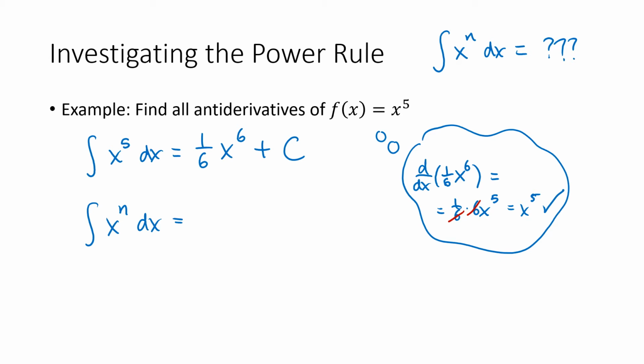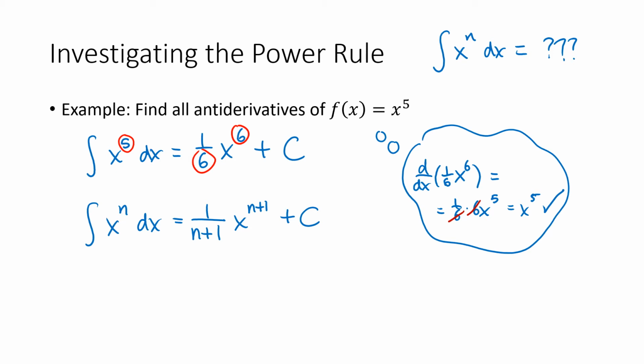So what would our rule for x to the n look like? Well, we're going to take our original power, add 1 to that power, and then divide by that new power. So our power rule is going to look like x to the n plus 1, and then we're going to multiply that by 1/(n plus 1). And then, of course, we'll have a plus c.